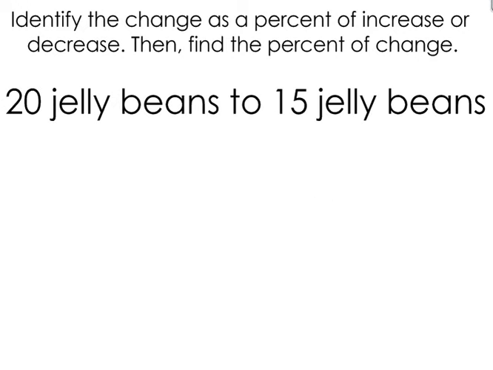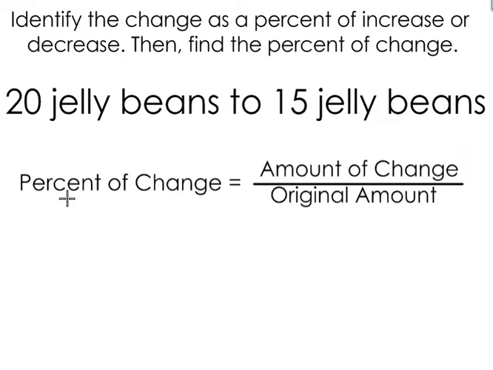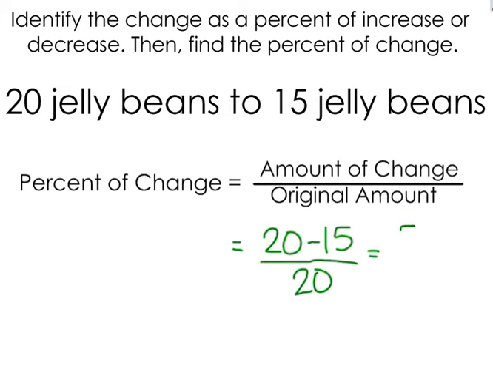Okay, next we're looking at jelly bean amounts. This time it went from 20 down to 15, so we're actually calculating a percent of decrease. We are still going to start with the formula. So the amount of change was 20 minus 15, so basically we went down by 5 jelly beans, and we're going to divide that by the original amount of 20. So we have 5/20. Just like before, it kind of makes this easier if I simplify the fraction. 1/4, hopefully you know what that is as a decimal and a percent, but if not, we can go ahead and divide it out.